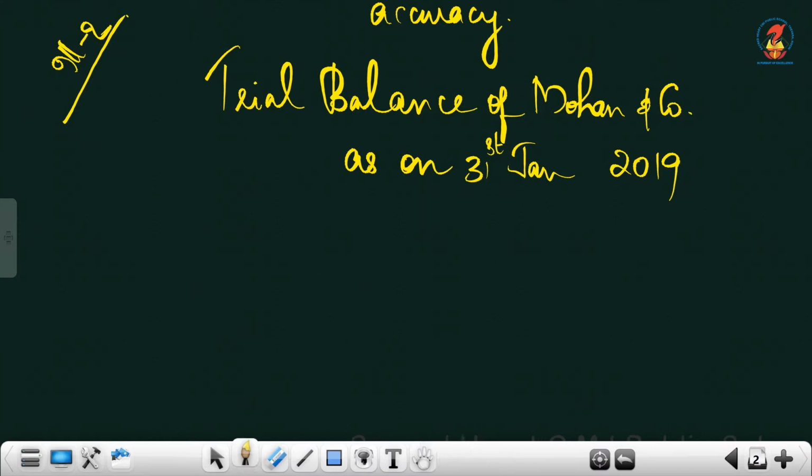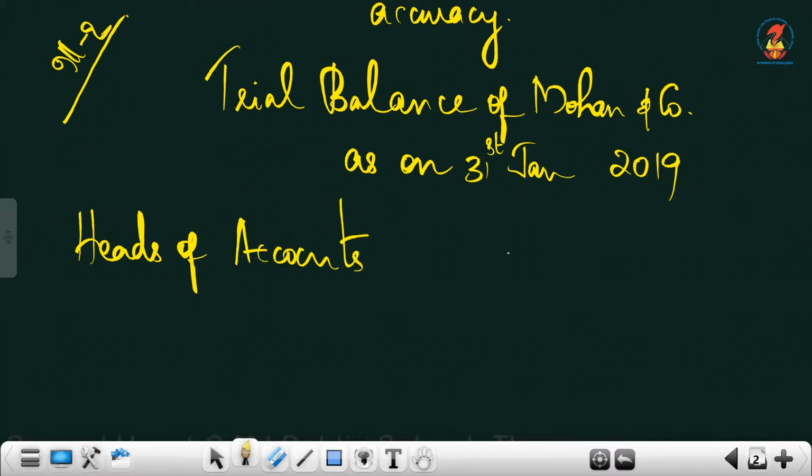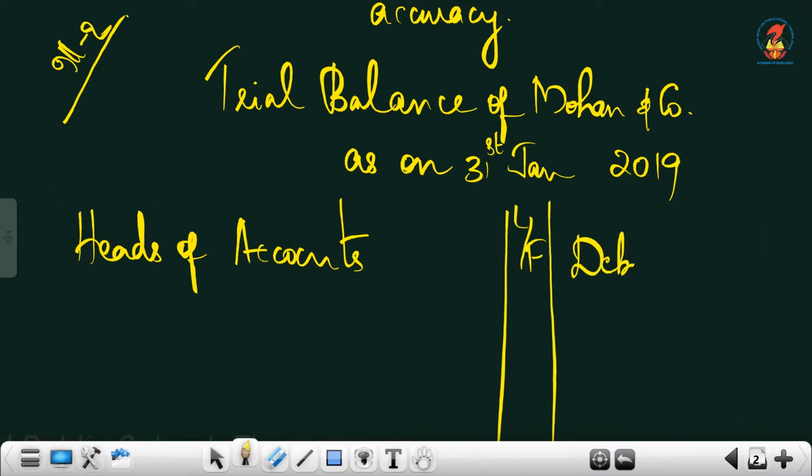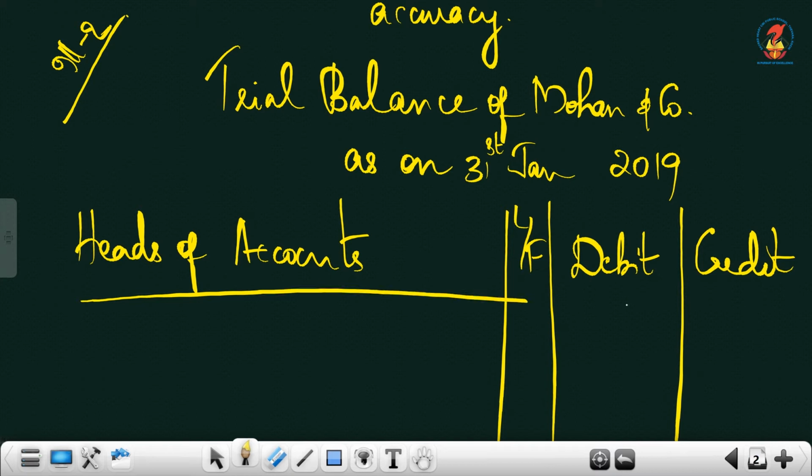Then the format is, we have the first column, heads of accounts. Instead of particulars, we have to write the heading as heads of accounts. Then we have one column for LF, ledger folio. Then debit balance, you simply write debit, then credit. So this is the format of trial balance. And you know that it is prepared on the basis of ledger account balances.